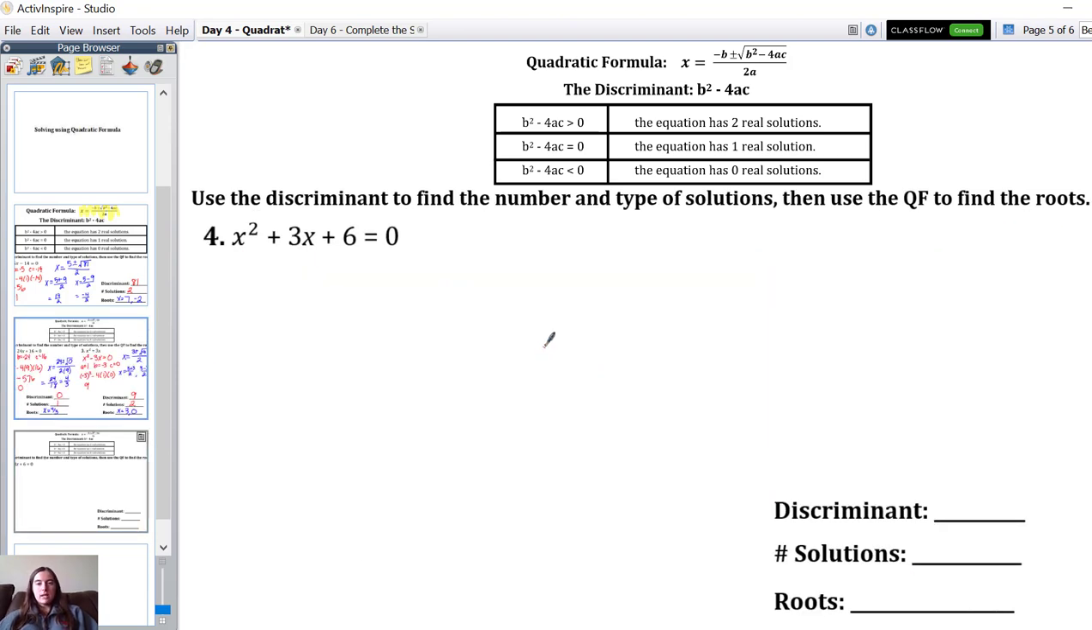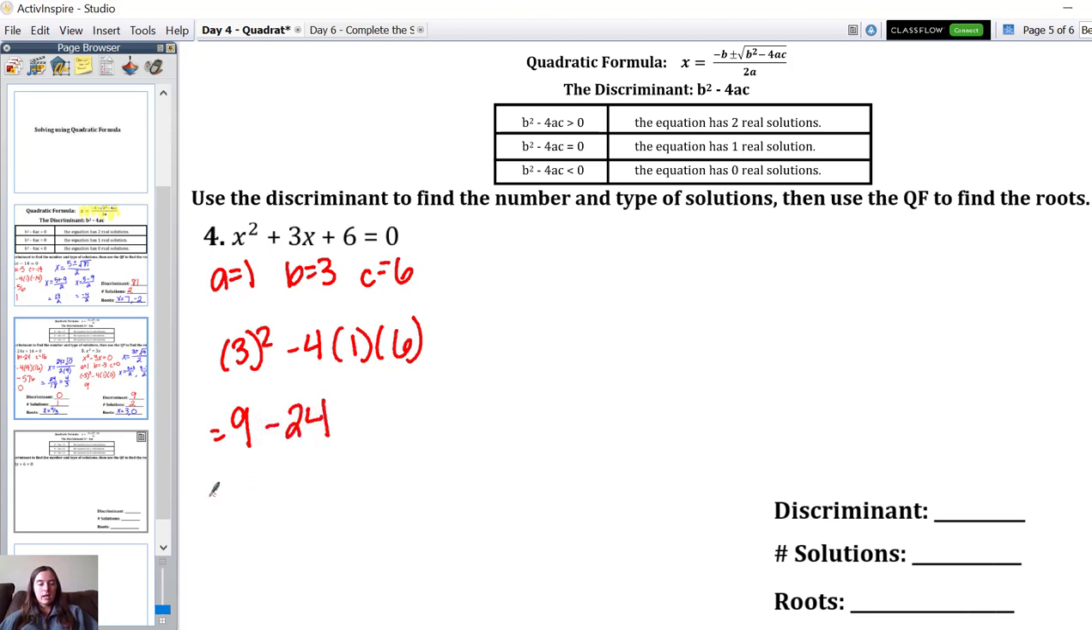X squared plus 3x plus 6 equal to 0. A is 1, B is 3, C is 6. For our discriminant, we need 3 squared minus 4 times 1 times 6. 3 squared is 9. Negative 4 times 1 is negative 4 times 6 is negative 24. And 9 minus 24 is negative 15. So this time we have a discriminant that is negative. Negative discriminant. That means we are not going to have any real number solutions.